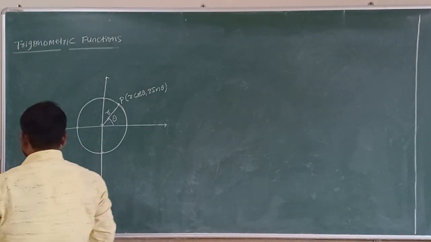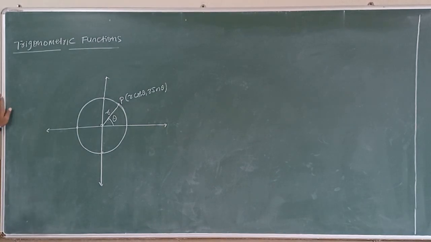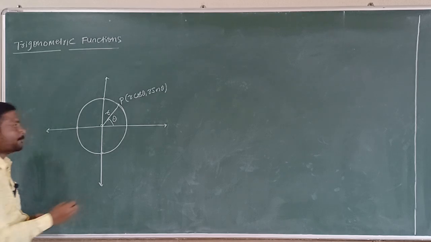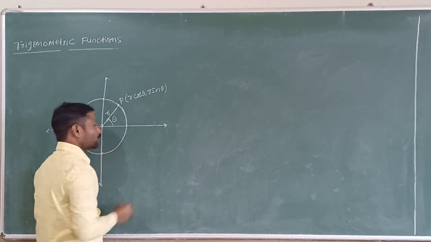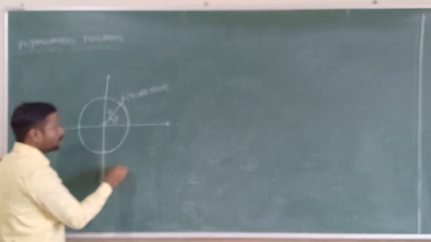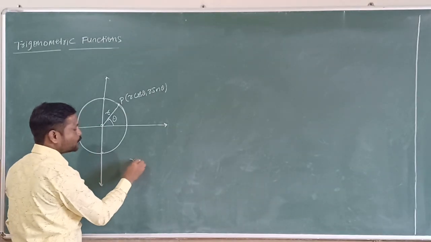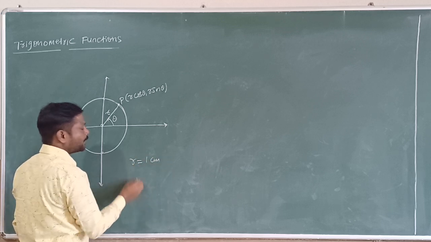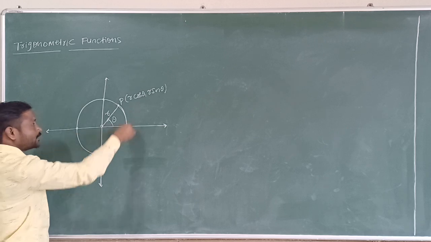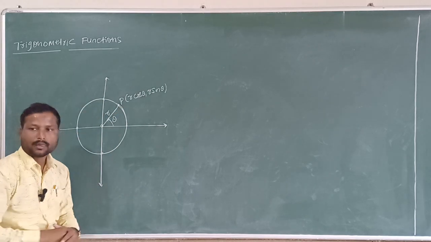Take care. That is the trigonometric functions topic, 3.2, exercise introduction part. Now take care. That is a unit circle. The radius r is equal to how many units? 1 unit. The given figure shows r equals 1 centimeter, that is, a circle of 1 unit radius. The radius of the circle is equal to 1 unit.